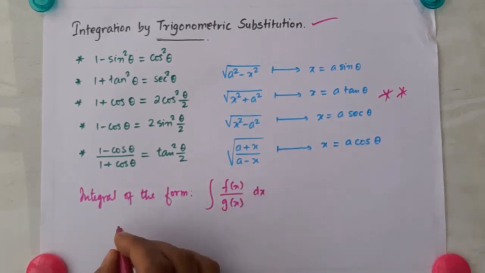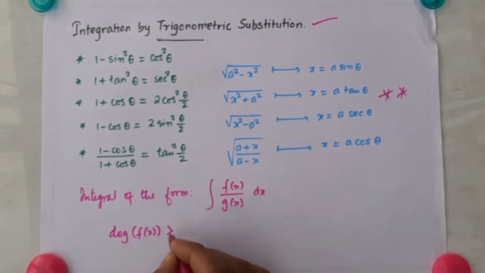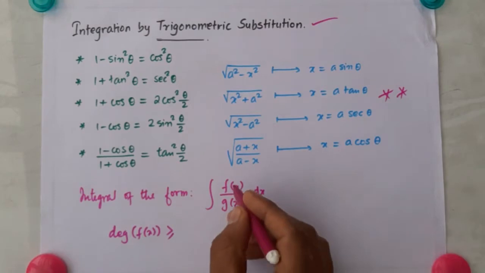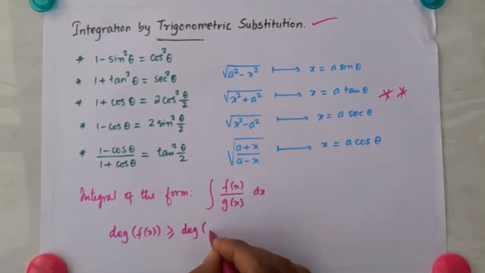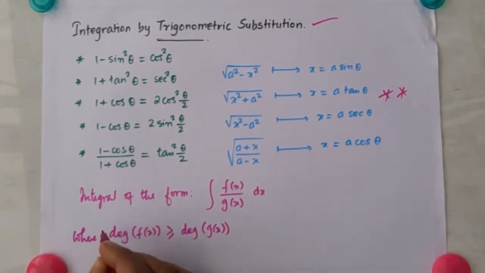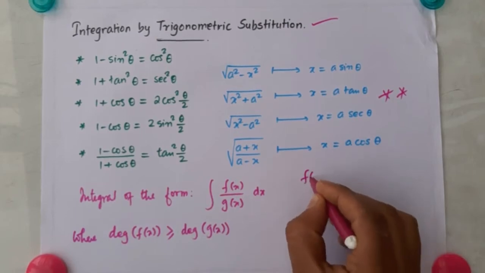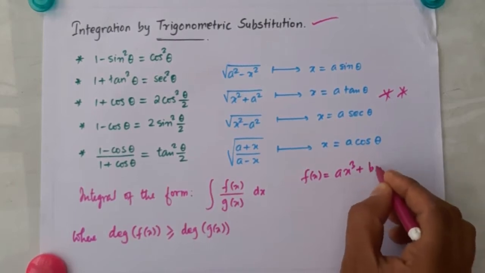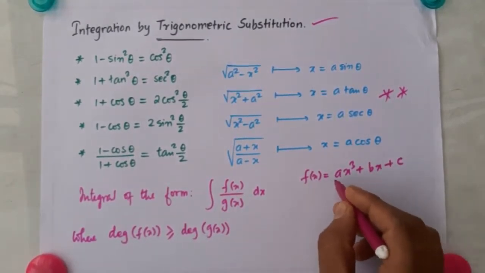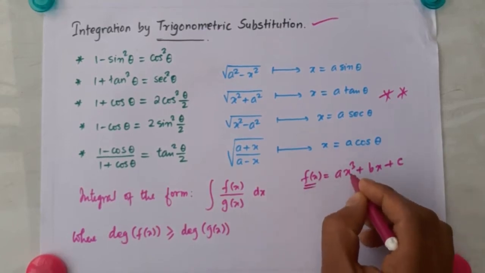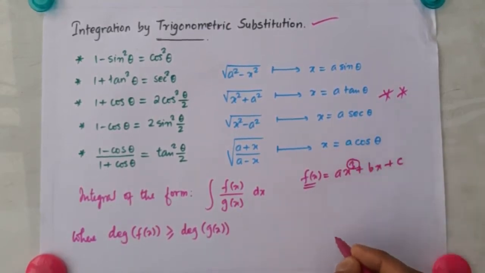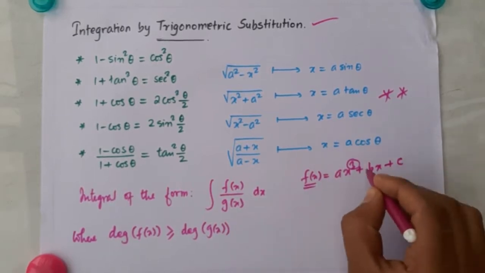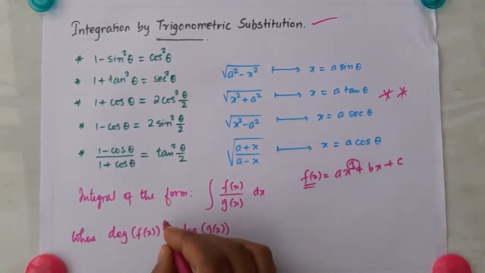And remember, the degree of f(x) is greater than or equal to the degree of g(x). Now let's understand the meaning of this. Suppose you have a polynomial, for example, let me call this f(x) equals ax cube plus bx plus c. Now if I ask you what is the degree of this polynomial, the degree will be the highest power of the variable, that is 3. So the degree of f(x) is 3 in this case.